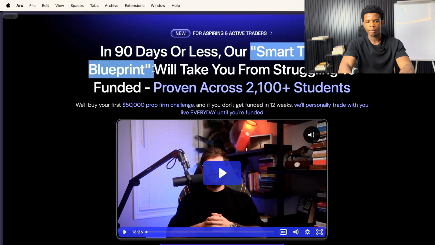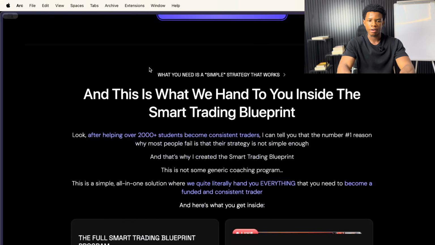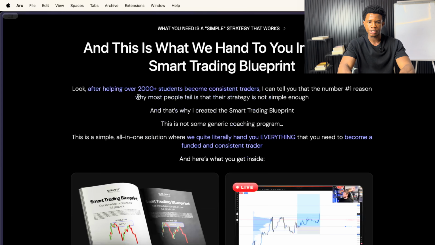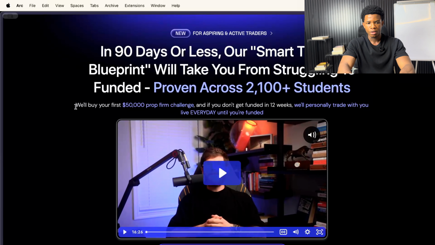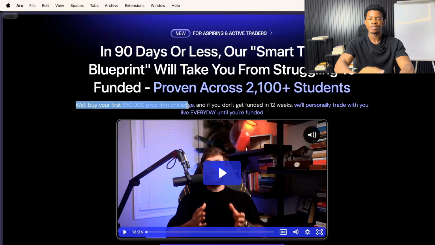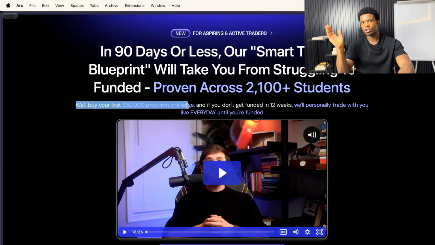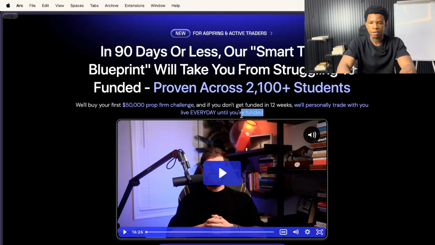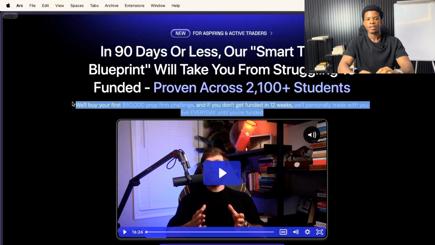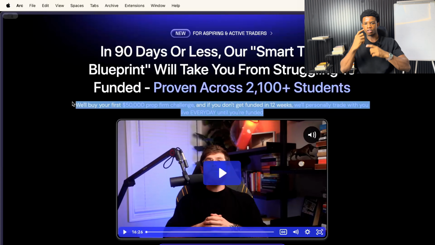So here we talk about smart trading blueprints, and we still go down and break down what a smart trading blueprint is and how it actually works. Right? So we say, so what exactly is a smart trading blueprint and why is it smart? And even here, we still explain how they get the results. So there's none of this intrigue stuff, it doesn't work. We'll buy your first 50,000 prop firm challenge, and if you don't get funded in 12 weeks, we'll personally trade with you live every day until you're funded. Think about that. This is a guarantee as well. This is like a double guarantee.